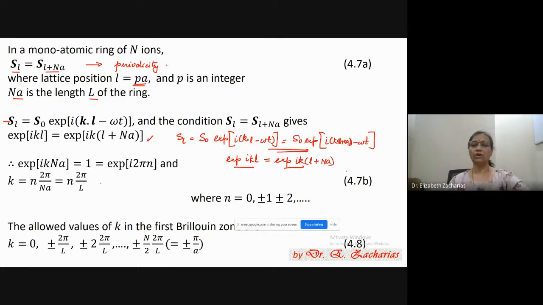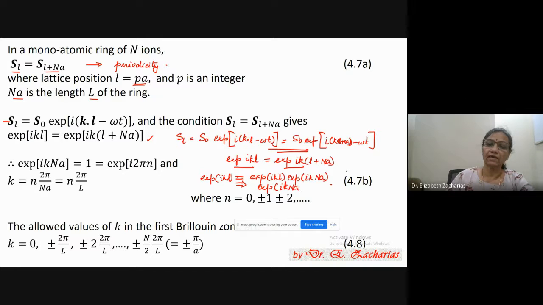Now, what does this mean? This is equal to exponential of ikl into exponential of ikNa, and on the left hand side, I have exponential of ikl. So this implies exponential of ikNa equal to 1.